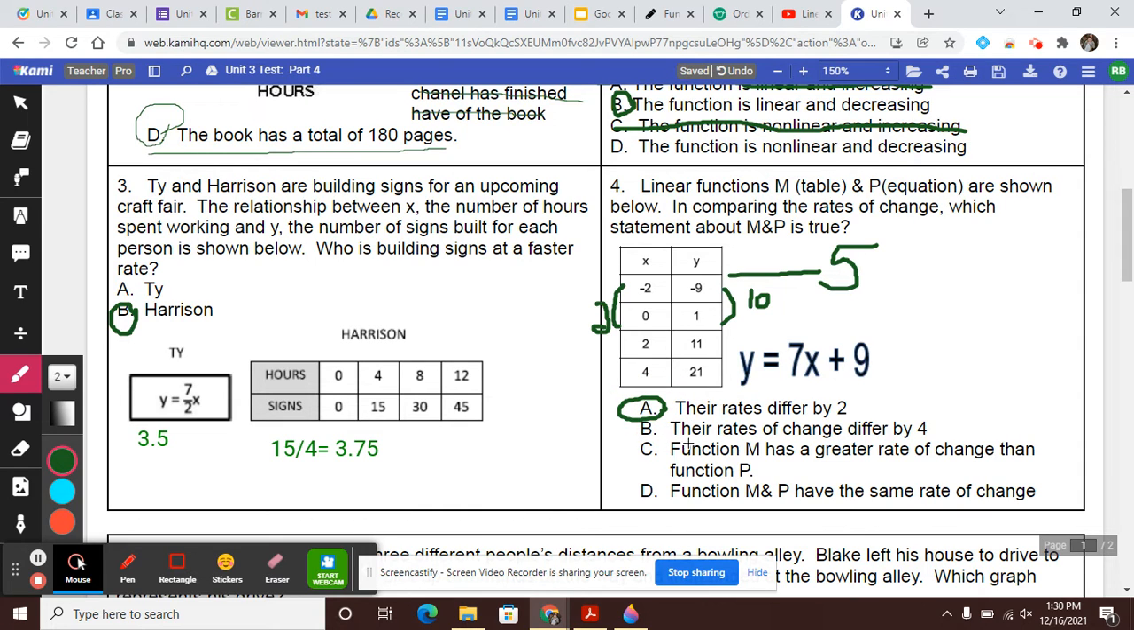Let's make sure there's nothing else, just in case. Their rates of change differ by 4. Well, no, 5 and 7. If you did that, you probably got confused between your y-intercepts and compared those. We know that's not true. Function M has a greater rate of change. Well, no, 5 is less than 7. We know that's not true. Functions M and P have the same rate of change. Nope, this is a rate of change of 5, and this is a rate of change of 7. What I want you to do now is go ahead and start doing the 5 questions underneath there.